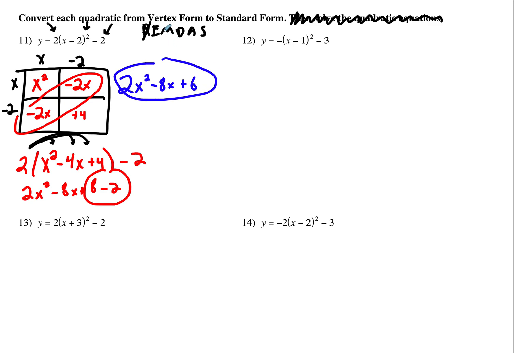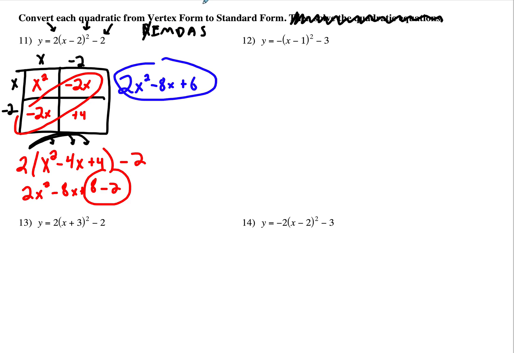So observe how we did the order of operations there. First, we applied the exponent. We squared the x minus 2. Then we multiply by 2. We do the distribution. And then we subtract 2. We do the addition. So we have to go in order.